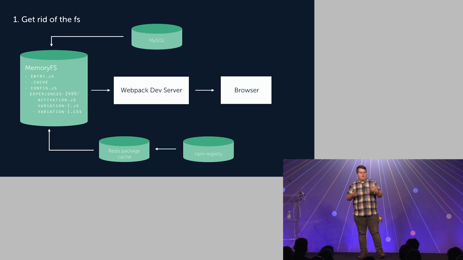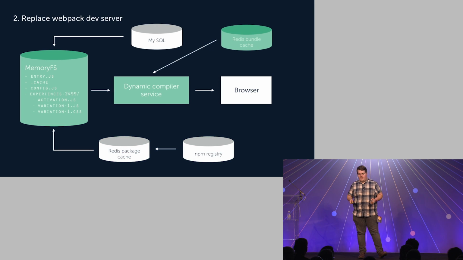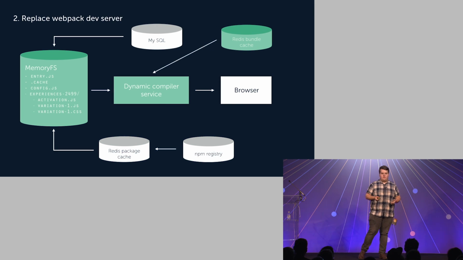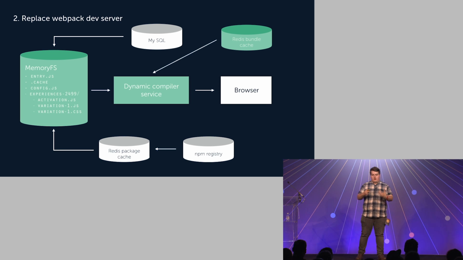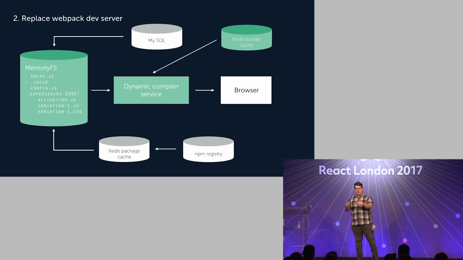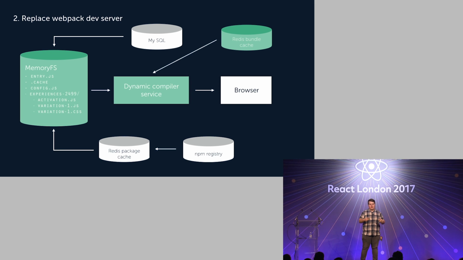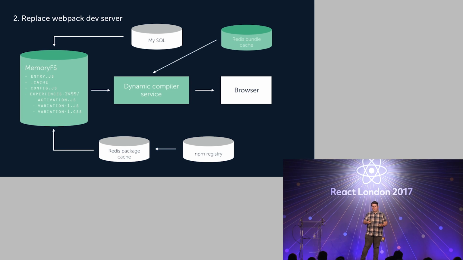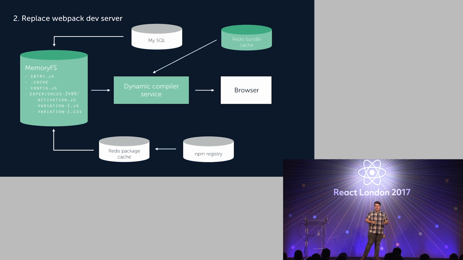So to deal with that, we replaced Webpack Dev Server with our own wrapper around Webpack, which we call the Dynamic Compiler Service. And it maintains a pool of Webpack instances, one per unique configuration. We then cache the output of every single compilation in Redis, and we key that by a hash of the configuration and code that went into that bundle. So when a repeated request comes in, we can serve it back out very, very fast, which gives our clients a better previewing experience.